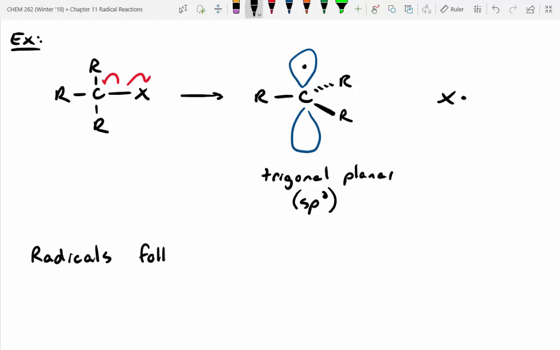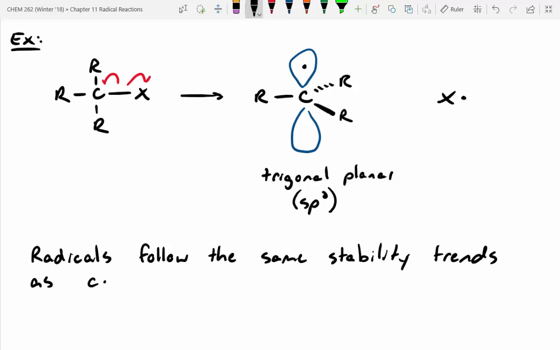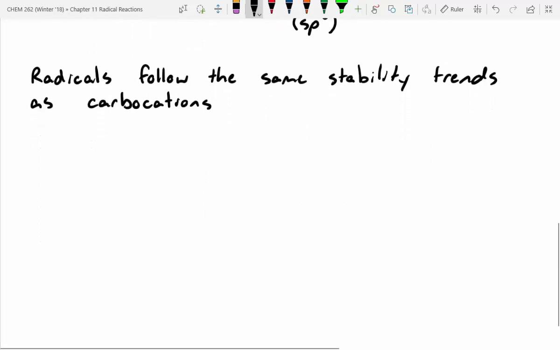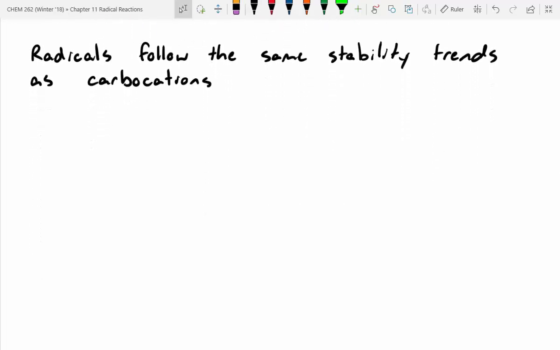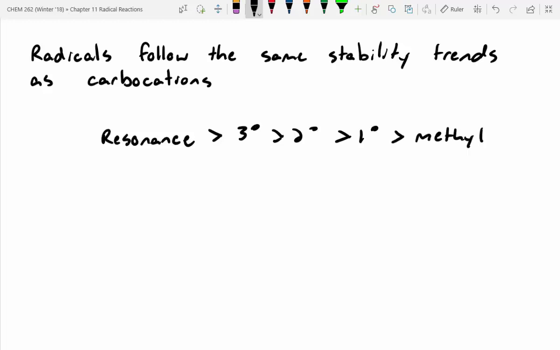So radicals follow the same stability trends as carbocations. All right, just to review, what's the most stable type of carbocation? What's even better than tertiary? Resonance. So we've got resonance as the first one. And that's even more stable than tertiary, which is more stable than secondary, which is more stable than a primary radical, which is more stable than a methyl radical.